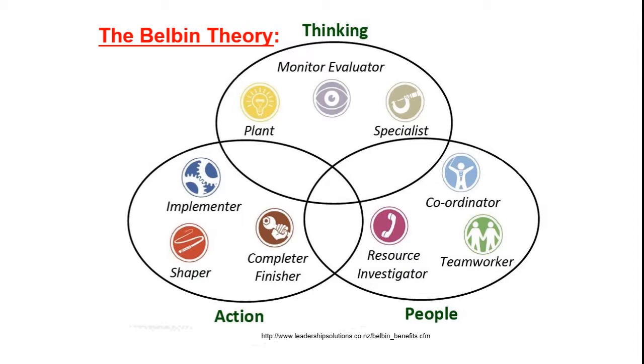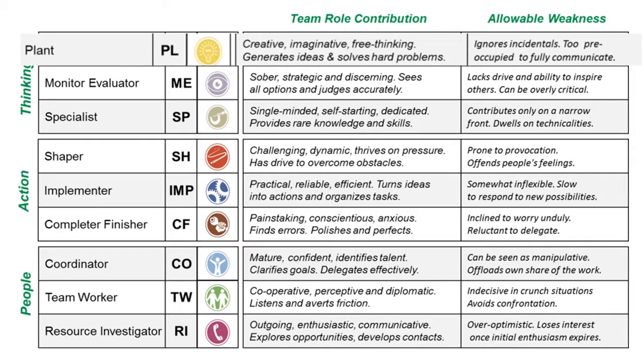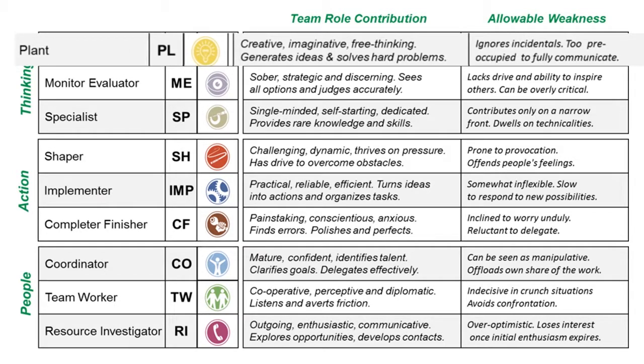Dr. Meredith Belbin's theory can be separated into three groups. These groups are thinking, people, and action. And under these three groups, there's an overlap between the 9 different roles. So the 9 different roles are 1, the plant, 2, the resource investigator, 3, the coordinator, 4, the shaper, 5, the monitor evaluator, 6, the team worker, 7, the implementer, 8, the completer or the finisher, and 9, the specialist. Now, a little bit of a description of what these roles are.